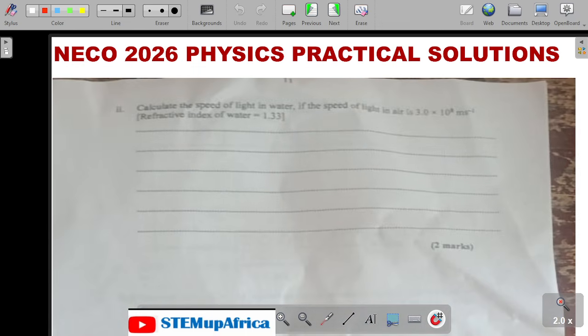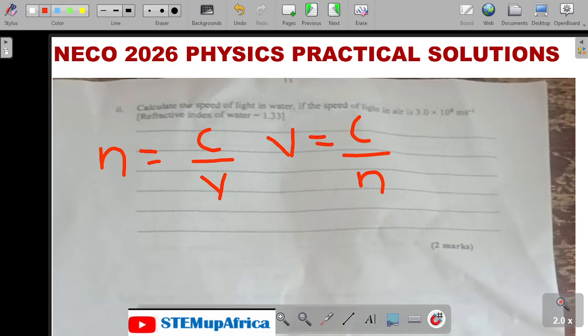It says calculate the speed of light in water if the speed of light in air is this and the refractive index of water is this. So refractive index, as you know, is C over V, with speed of light in air over speed of light in water. So my V will be what? Which is speed of light in air over refractive index.